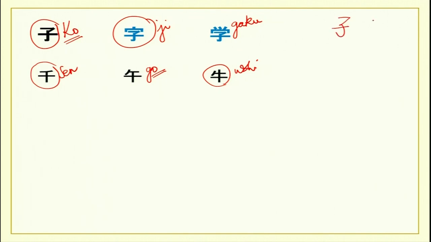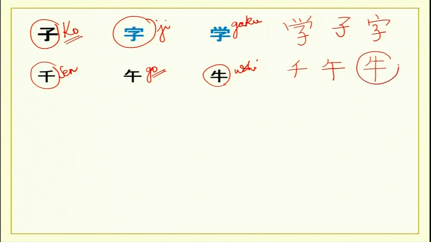Three stroke character, six stroke character, then you have gaku, 3, 4, 5, 8 stroke character. Then we have 3 stroke character over here, then 1, 2, 3, and 4, 4 stroke character for go, and then 1, 2, 3, and 4, 4 stroke character for ushi. Now you will see it's very similar. There is a slight difference. This goes beyond the line and this is under the line.